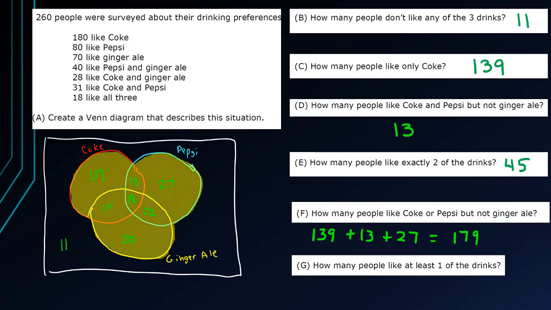But of course the easy way is to say, going back, this is the number that like none. And that's the exact opposite of liking at least one. So if I take those that like none and subtract that from the total, that's going to give me the number of people that like at least one of them, or 249. Of course, if you add up all these numbers together, you're going to get 249 as well. So let's go on to the next one.